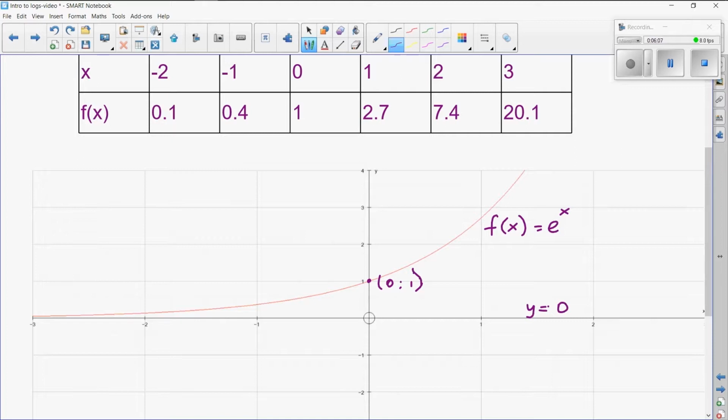We see that when x is negative 2, then my y value is going to be approximately 0.1. We see that when x is 1, then my y value is going to be 2.71828, etc. But I write it as, in this case, just to draw the graph very inaccurately, when x is 1, I have y is 2.7.